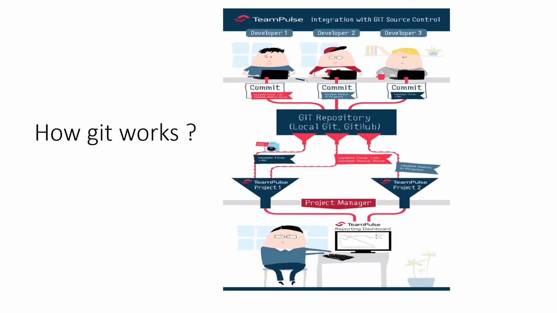So this is a pictorial representation of Git's working. Now here you see there is a Git repository, which is either on GitHub or on your local machine. Now there can be many developers who are collaborating with each other to maintain a project or making a new project. So they individually make their own branches, or you can say they clone that source code into their local machines and they update the code.